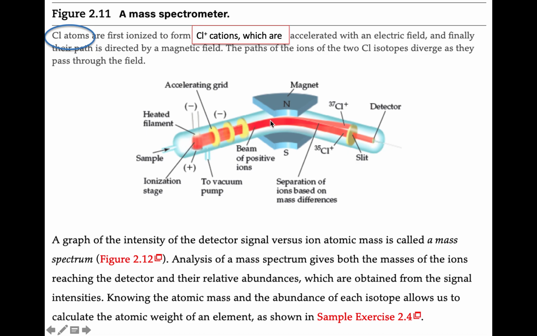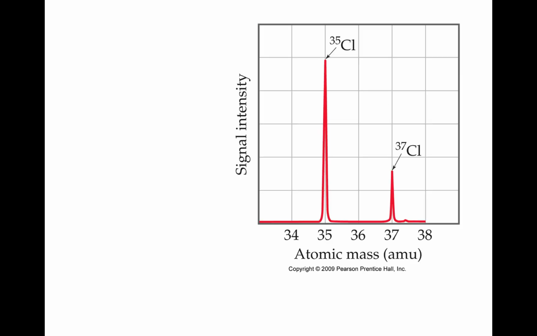The particular cations then, if you notice, after they pass through the magnet, reach the detector. A graph of the intensity of the detector signal versus the atomic mass is called a mass spectrum. Let's see the information and how we use that in the output. Here's the output that we would find if we were testing that sample of chlorine atoms.